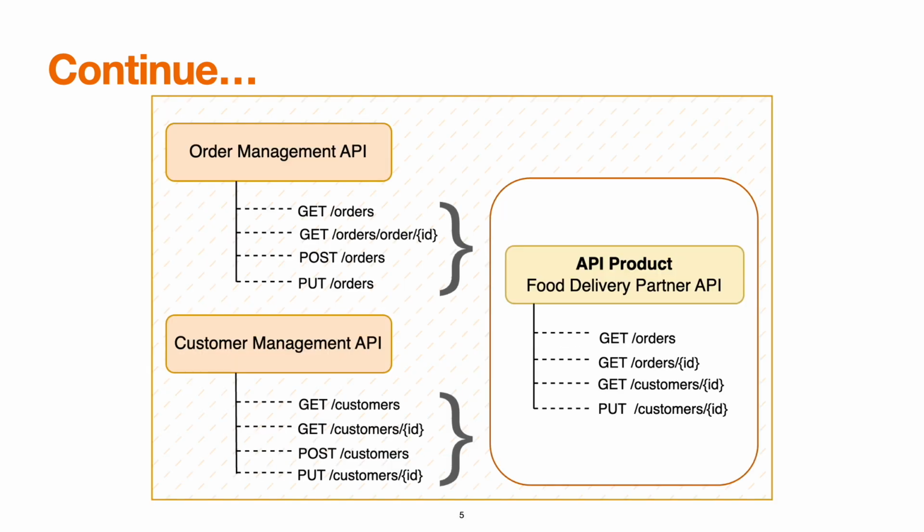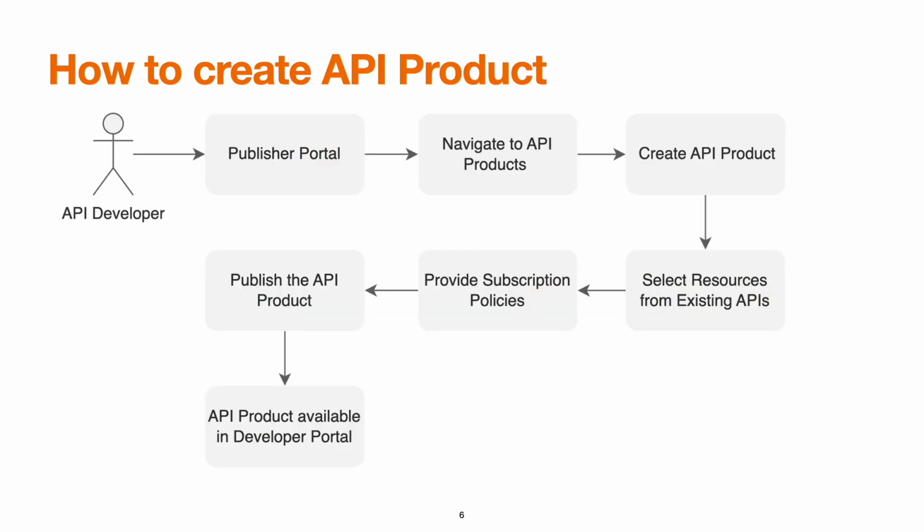So here will be the final design, how it will be created. From the order management API, we'll pick up two different resources as required, like get orders and get orders by ID, while the customer management API will give the customer ID, that is, getting the customer by ID and updating the customer by ID. So how to create the API product?